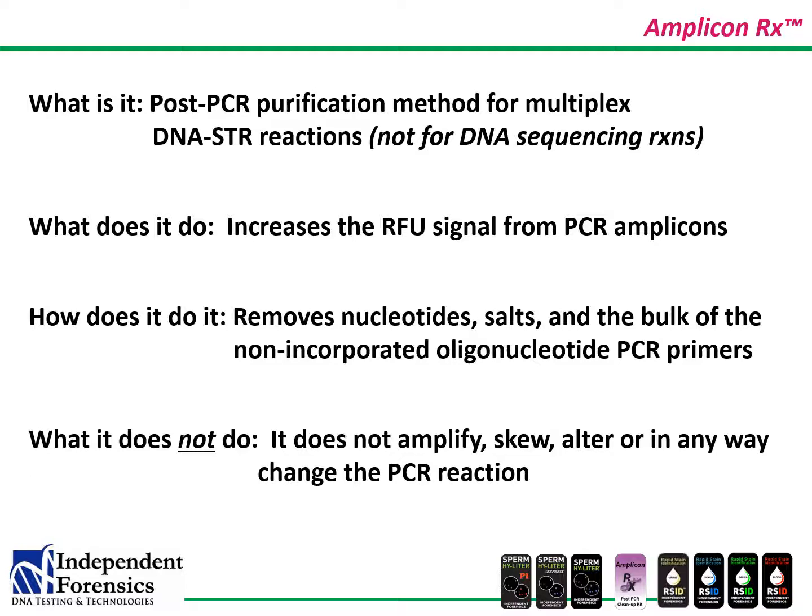What does Amplicon Rx do? It increases the RFU signal from the PCR amplicons. How does it do this? It removes the oligonucleotides, the salts, and the bulk of the non-incorporated oligonucleotide PCR primers. And in this way, the entry of amplicons into the capillary is no longer inhibited.